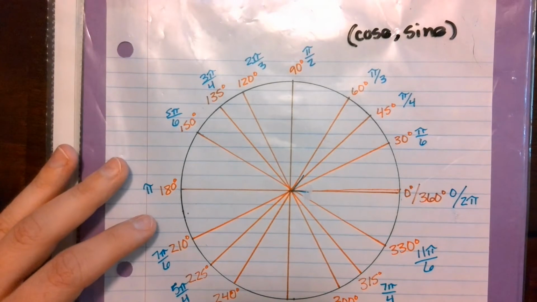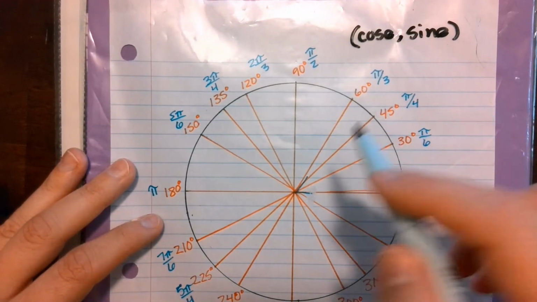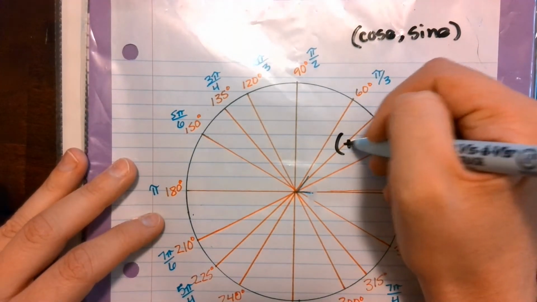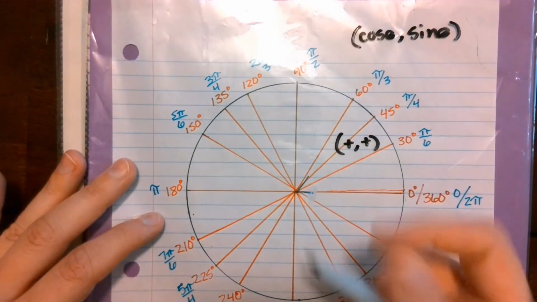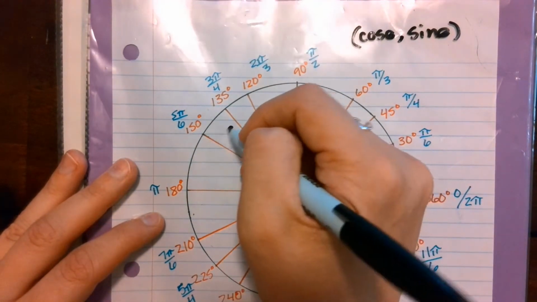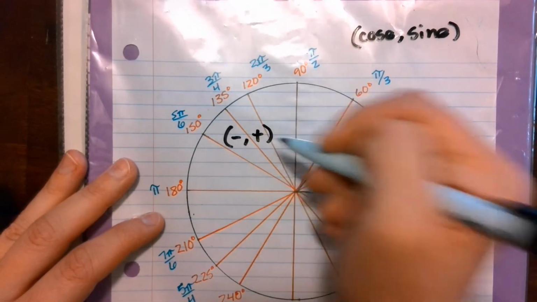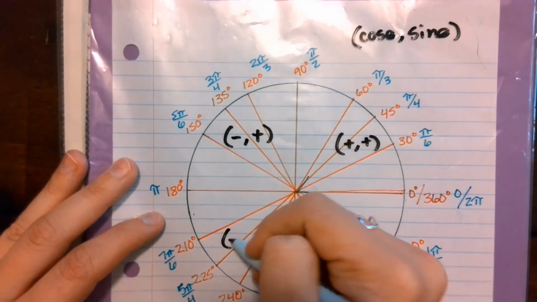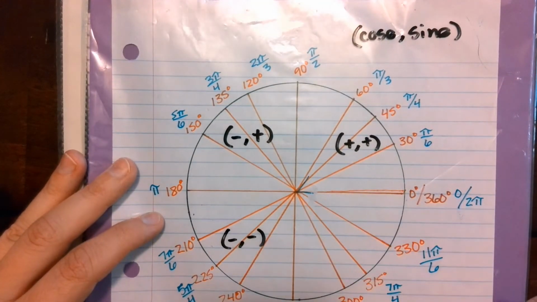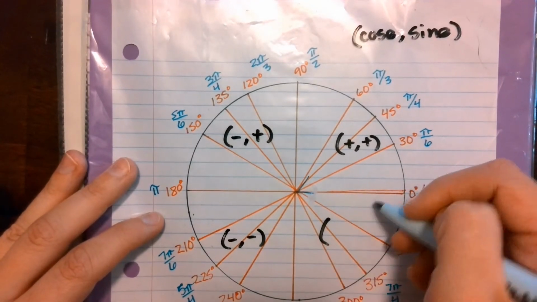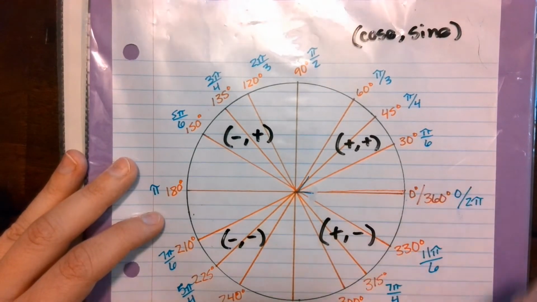And then we're going to have to understand that in every quadrant, if we're looking at quadrant 1, they're both positive. If we're looking at quadrant 2, we've got cosine is negative, but sine is still positive. In the third quadrant, they're both negative. And then in the fourth quadrant, we've got cosine being positive and our sine being negative.